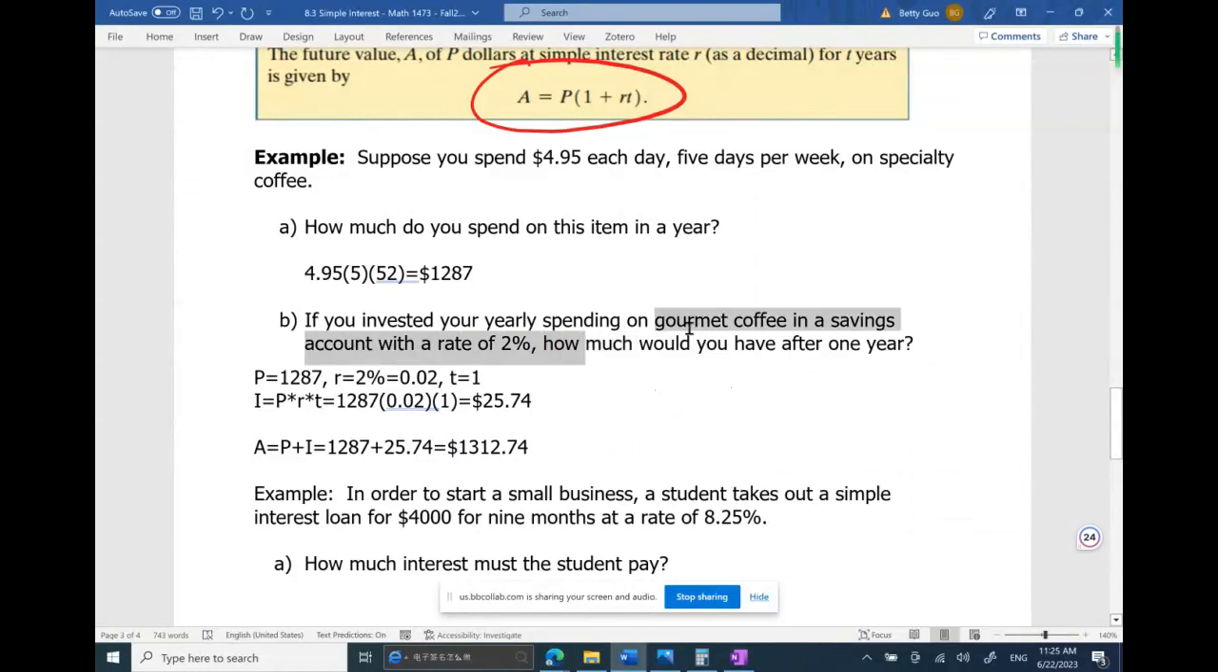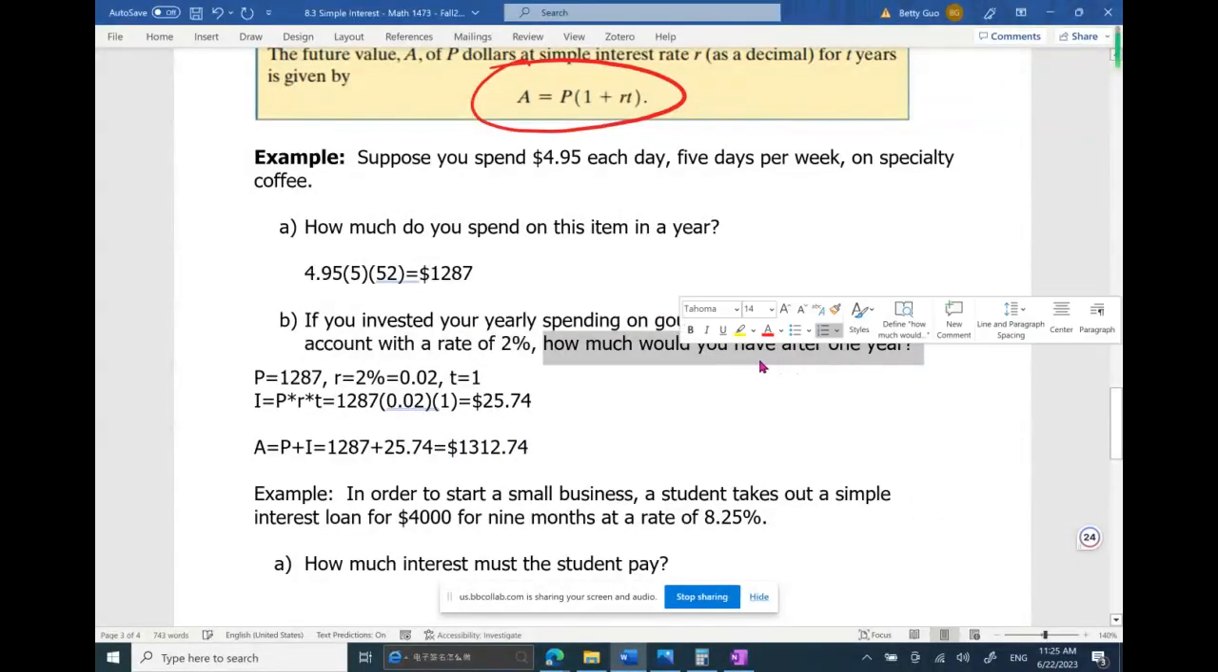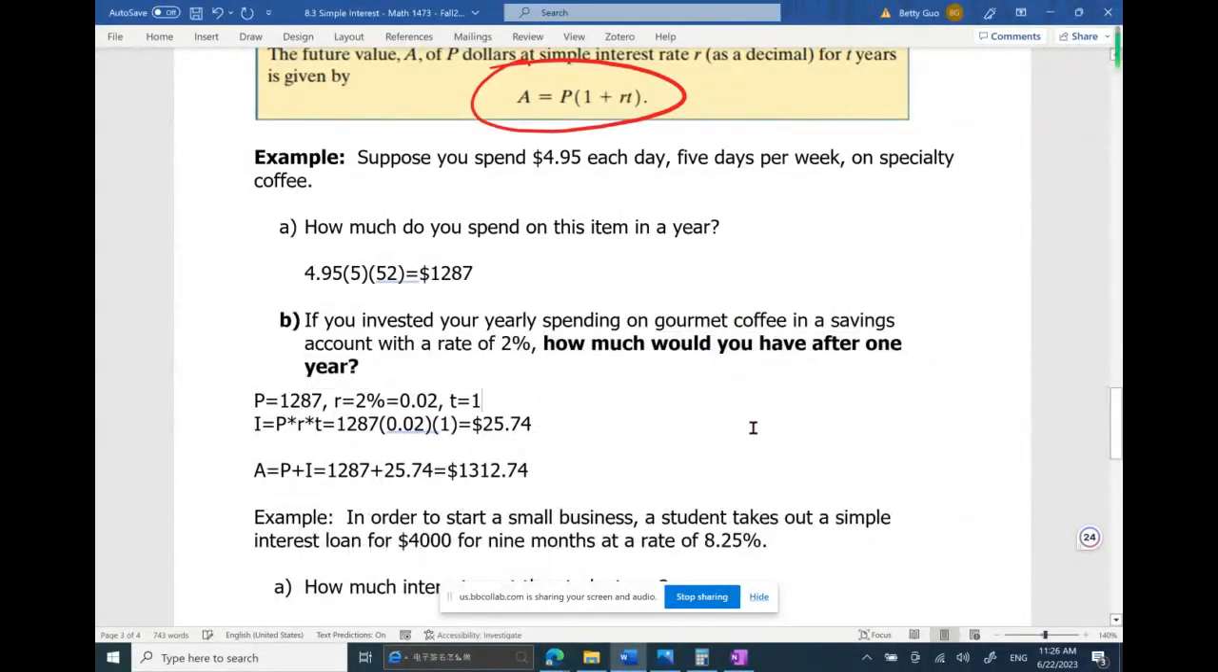Be very careful. Be clear what the question is asking. In this case, we are not looking for part B, we are not looking for interest. We are looking for future value. If you invest your yearly spending on gourmet coffee in a savings account with a rate of 2%, how much would you have after 1 year? You would have more than $1,300. Okay.